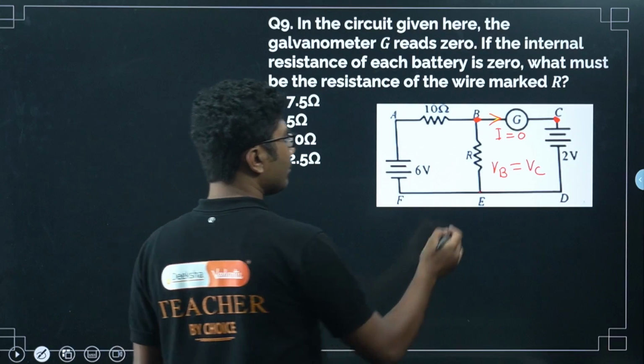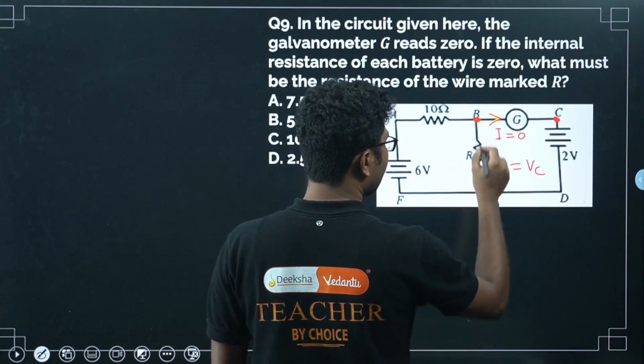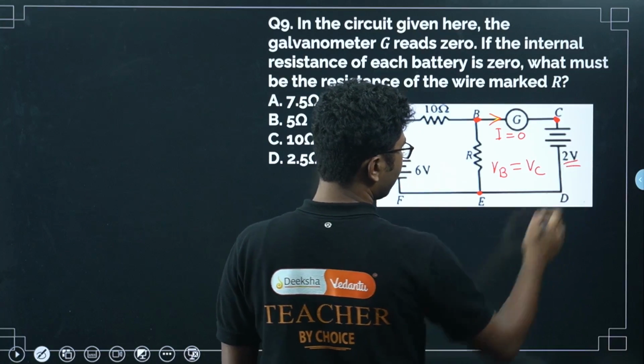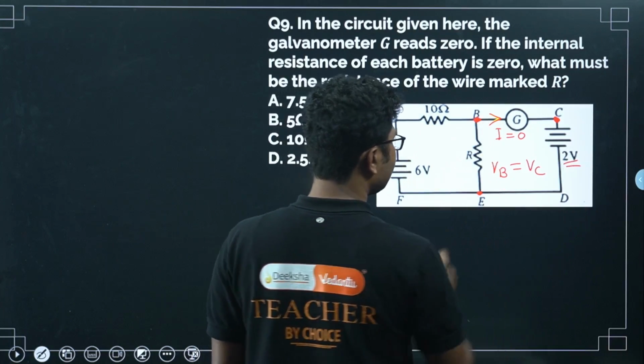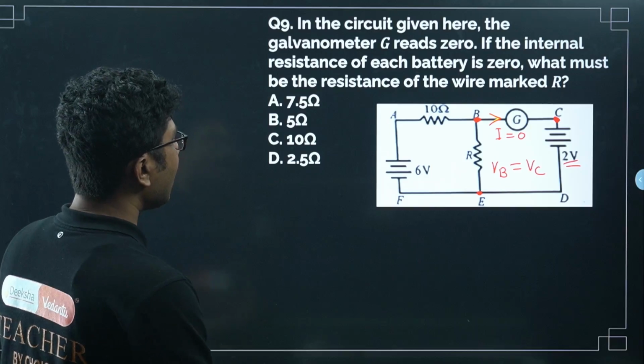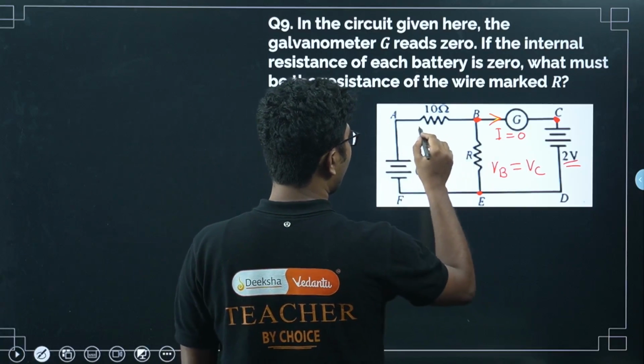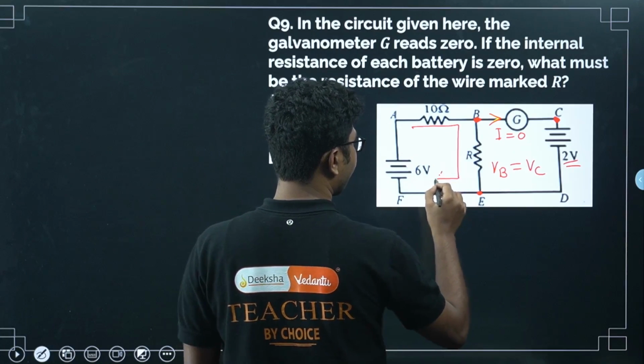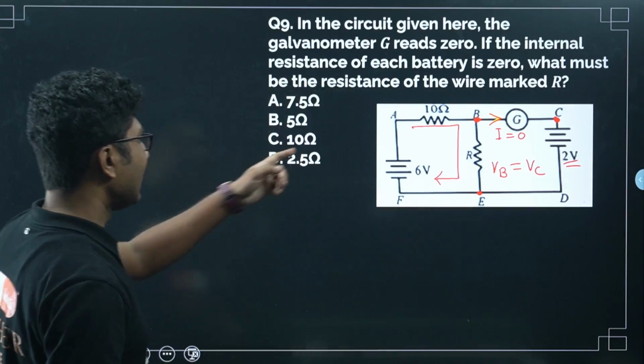So how can we do that? The potential across CD, we know, is given as 2 volt. The same potential should be across the resistance R as well. Now no current is flowing through the galvanometer, only current flowing is in this direction. So what is the current?